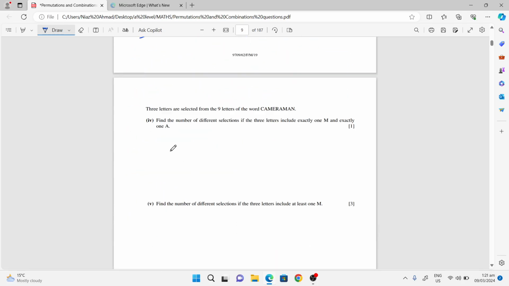The fourth part of the question is, the word cameraman. Find the number of different selections if 3 letters include exactly one M and exactly one A. If it is M and it is A, so this is the one and this is also the one. So 3 letters. If M and A are selected, you can select only 1 out of 4. That would be your answer, 4.